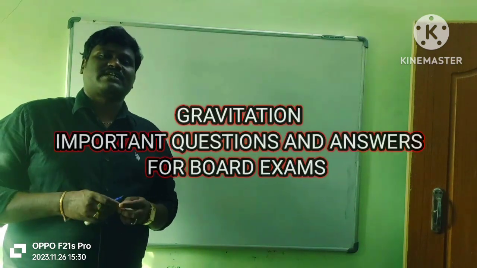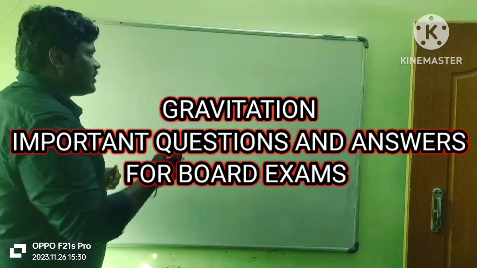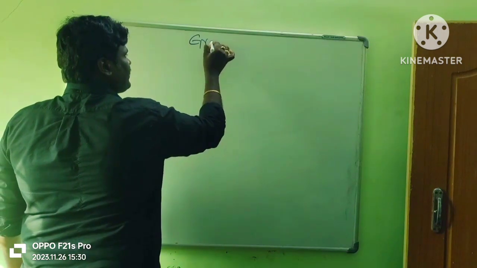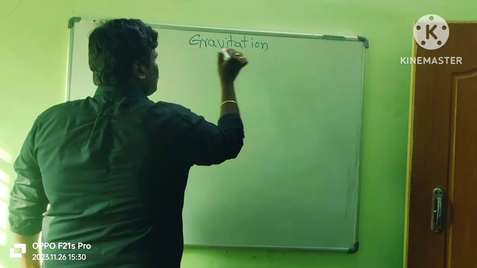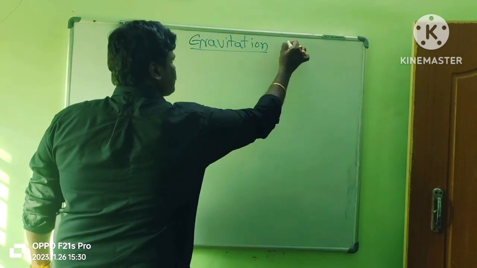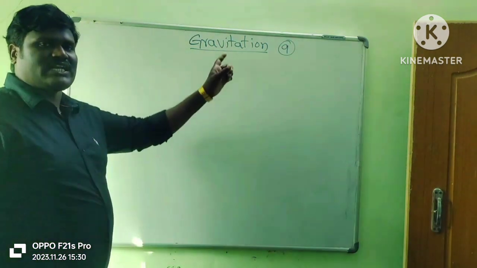IPE questions in this gravitation chapter. In this gravitation chapter the weightage is only 4 marks. So we can expect 4 marks questions, 9 questions in IPE from this gravitation.